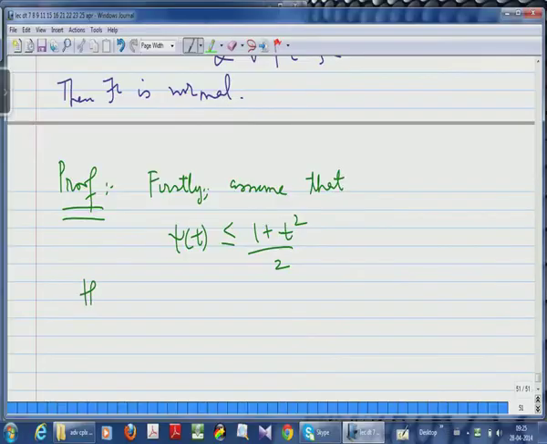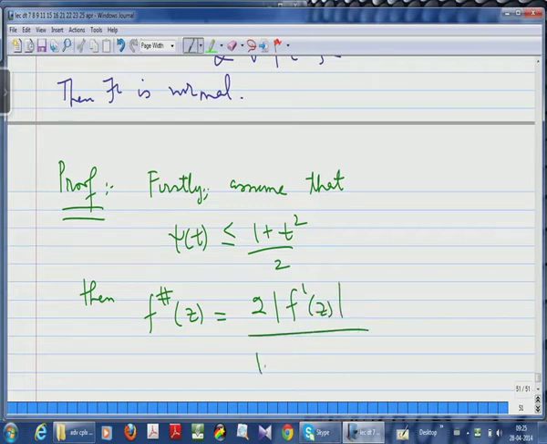Then you see, if you calculate the spherical derivative of any function in the family, what I will get is f hash of z. It is going to be by definition 2 times mod f dash of z divided by (1 + mod f of z) the whole squared. This is what it is, alright. This is the spherical derivative. Mind you, these are all analytic functions, but I can also consider them as meromorphic functions, and spherical derivatives are defined, okay, even for meromorphic functions.